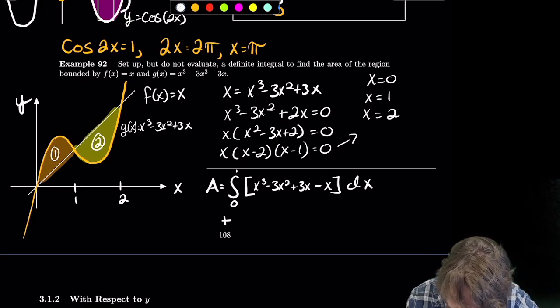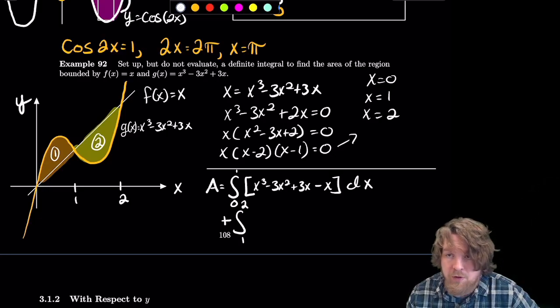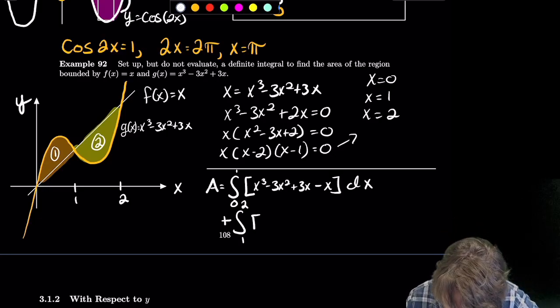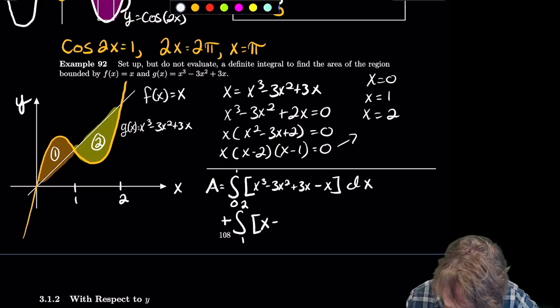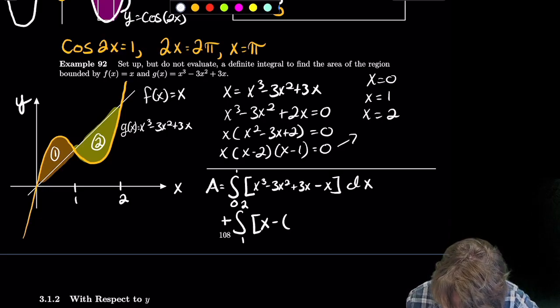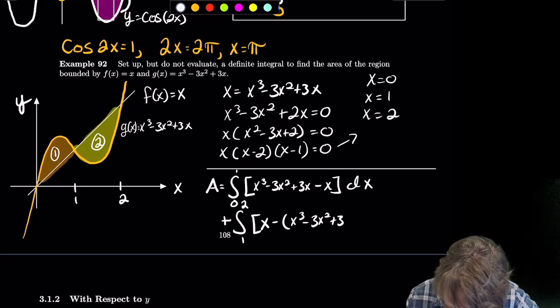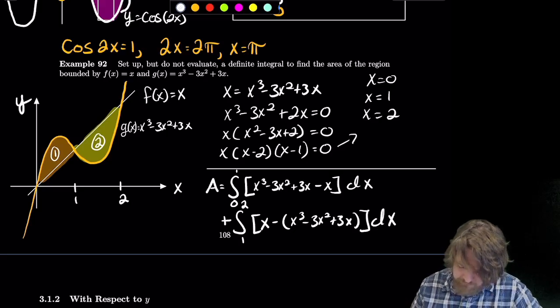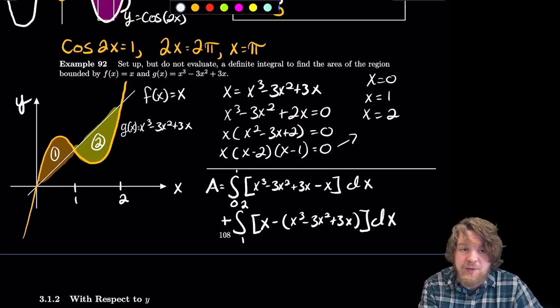And then to that, we're going to add the area of the second region. The area of the second region is going to be the definite integral from 1 to 2. The top curve here is x, and the bottom curve is x cubed minus 3x squared plus 3x. So now we have definite integrals representing the area bounded by those two curves. And I'm going to leave that there for today.